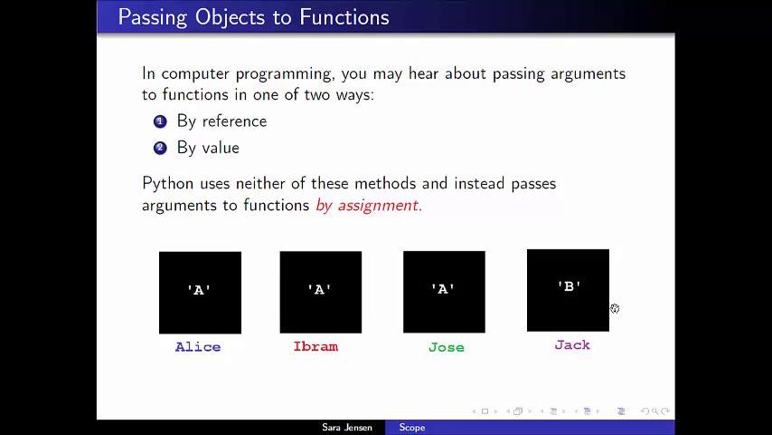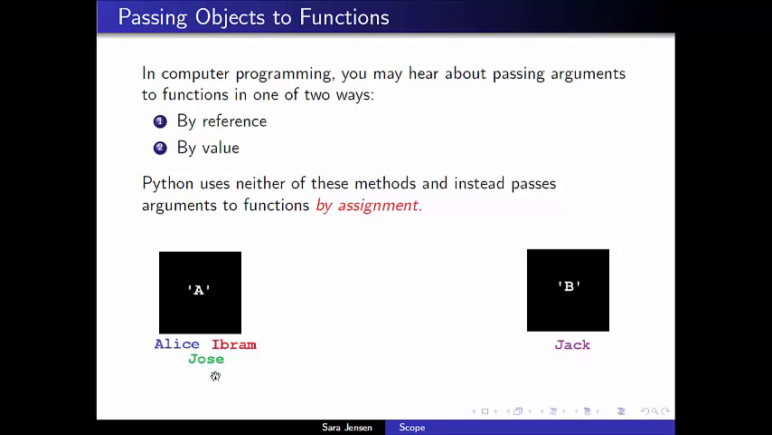So for example, because Alice, Ibram, and Jose all have the same letter grade of A, it would be much more efficient for the computer to only have one storage space that contains the value of A and just keep track of the various names that are associated with that value. This is the way that Python would represent this information internally.